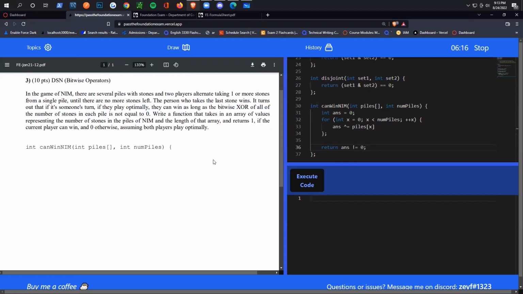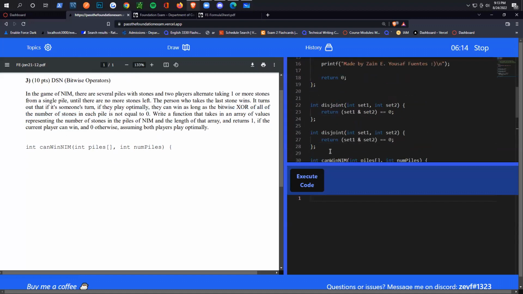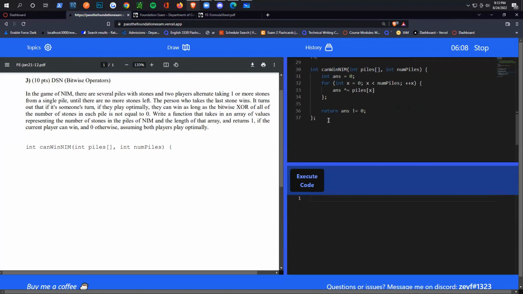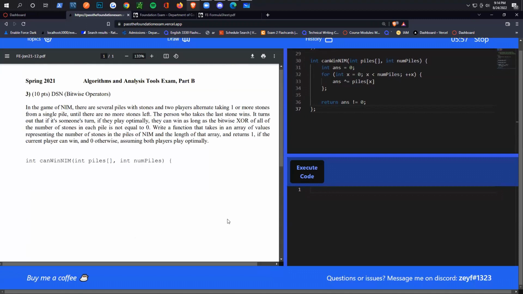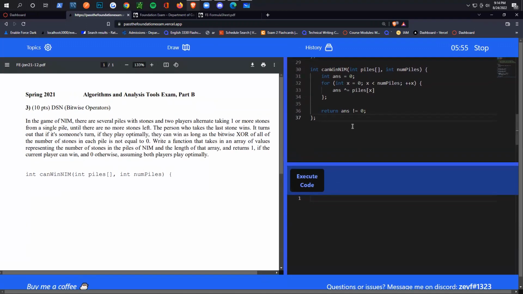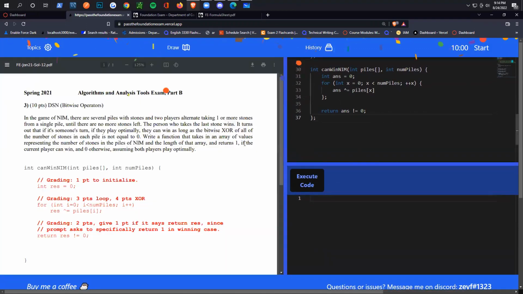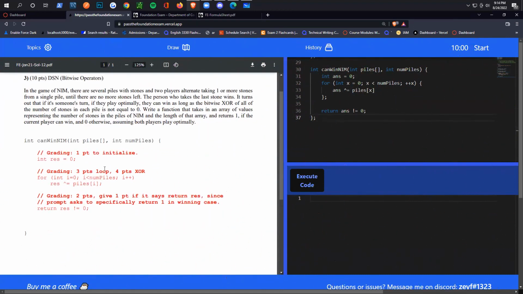A lot of these, not necessarily this one, but a lot of these bitwise questions tend to be more creative in a sense, even though in this one they literally tell you what to do. There are certain things you can pick up on, but this is all you've got to do for this one. So 0, XOR, not equal 0. That's it.